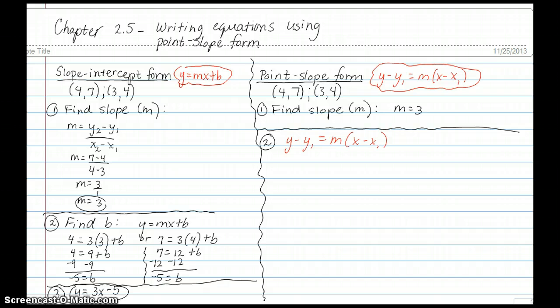Okay, so we are going to have the choice of picking one of the points. So you have to only pick one point. You don't pick both of the points.